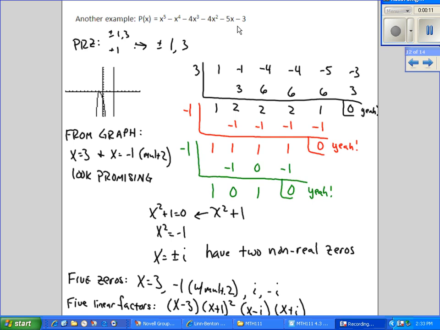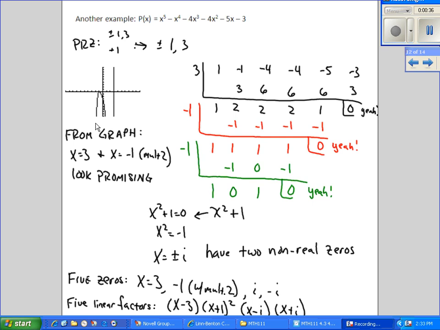The list of possible rational zeros is quite short. The constant is a 3, so the only factors are 1 and 3. The leading coefficient is a 1. The only factor there is a positive or negative 1. So plus or minus 1 and plus or minus 3 are our possible rational zeros. Looking at our graphing calculator, it looks like we've got a 0 at positive 3 and at negative 1.